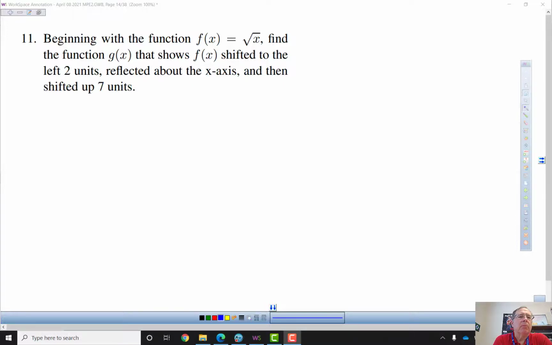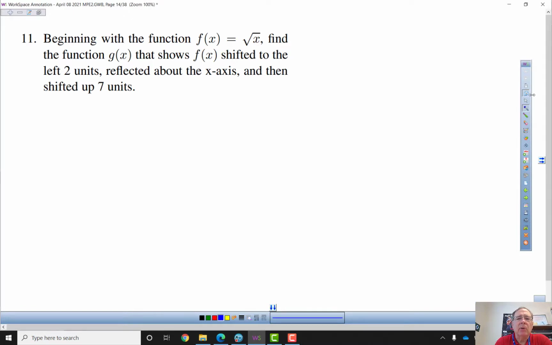Okay, here's problem number 11. Beginning with the function f of x equals the square root of x, find the function g of x that shows f of x shifted to the left 2 units, reflected about the x-axis, and then shifted up 7 units.